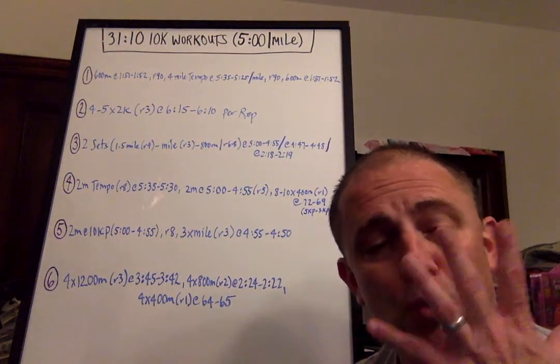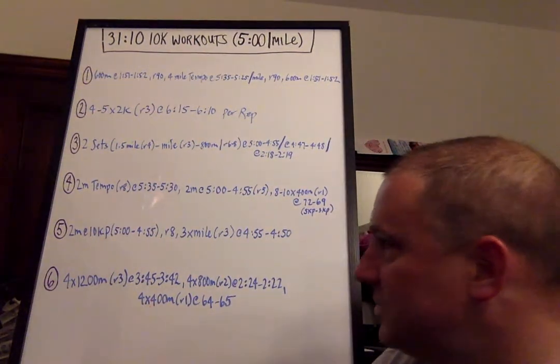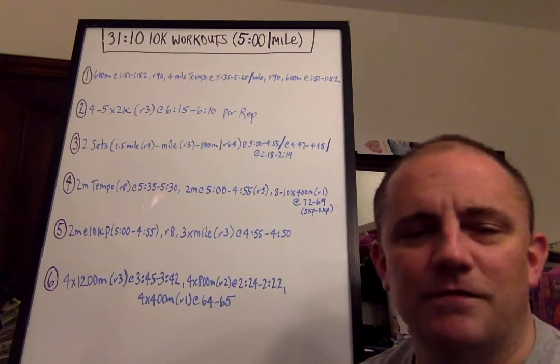Okay, so that's 4. Workout 5. Okay, and this is a good at about 3 weeks out from a key race.